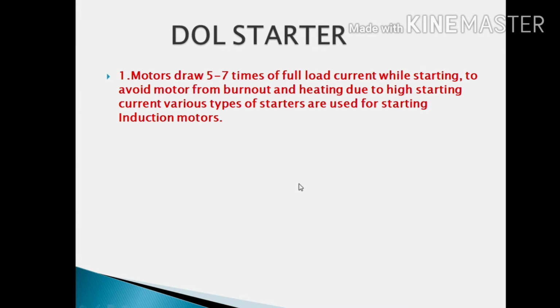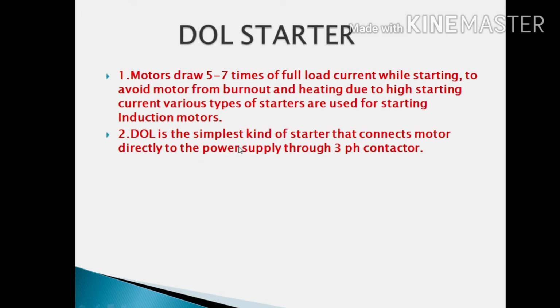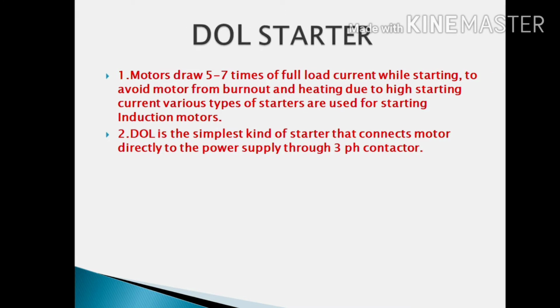The motor draws 5 to 7 times the full load current while starting. To avoid motor burnout and heating due to high starting current, we are using starters. That is mainly for safety purposes. The DOL starter is the simplest kind of starter that connects the motor directly to the power supply through a three-phase contactor. This is the simplest form, and we also have auto transformer and star delta starters.